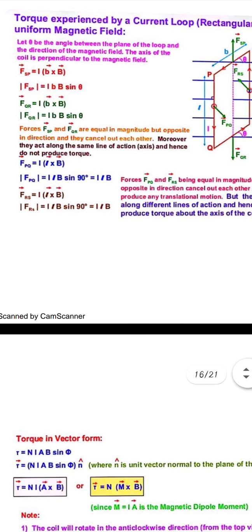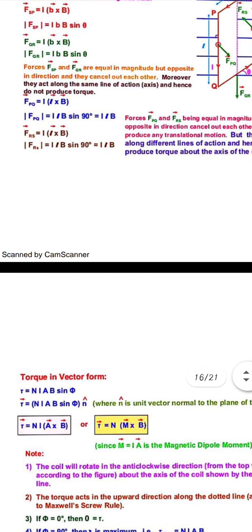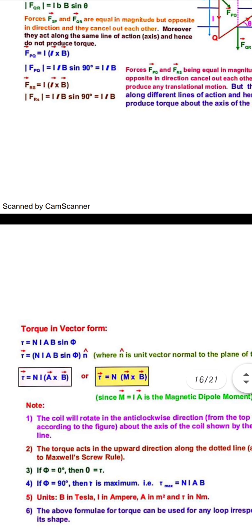So the torque depends on the number of turns of the copper wire on a rectangular coil, given by N. I is the current flowing through that coil, A is the area of the coil, and B is the magnetic field. So the torque is given by NIAB sin phi. Here the sin phi tells us it is a cross product, so it can be written as NIA cross B.